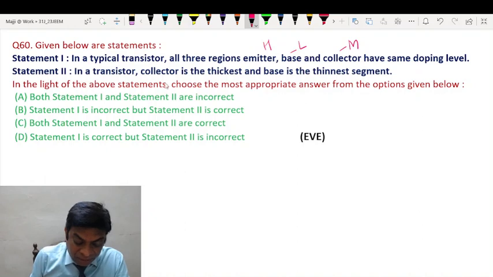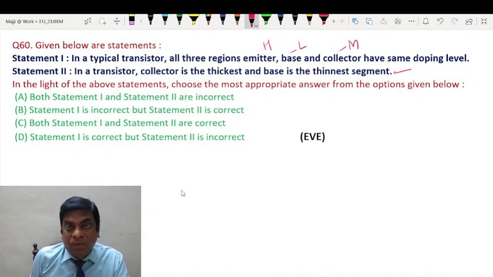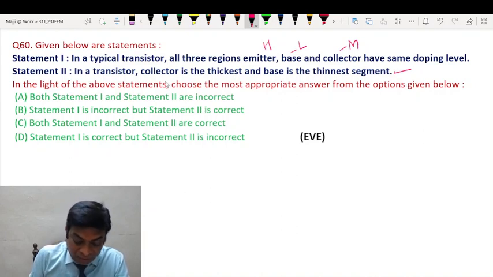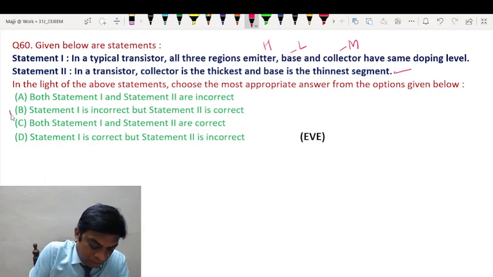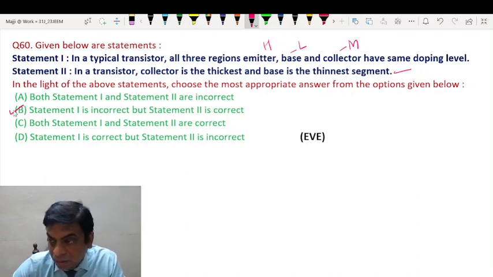Then statement 2, in a transistor, collector is the thickest and base is the thinnest. This is correct, students. Again, this is how they are made to work. So statement 1 is wrong, 2 is correct. Statement 1 is incorrect, but 2 is correct. So B option is the correct option.